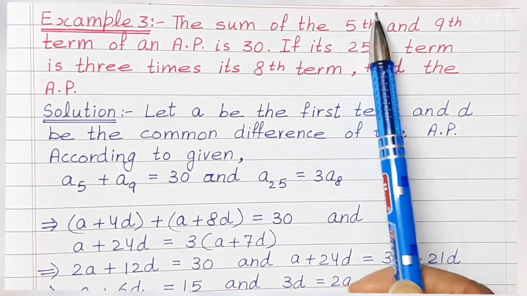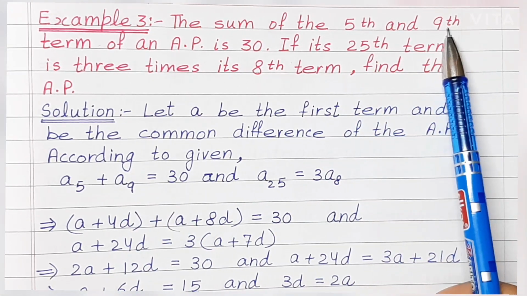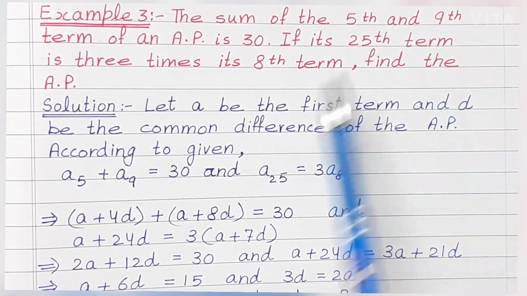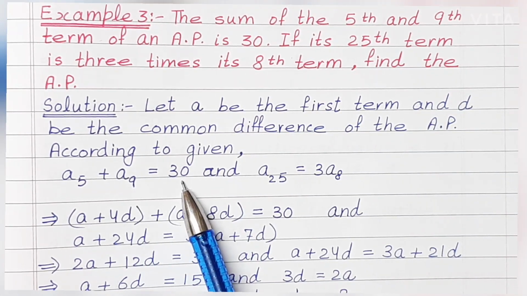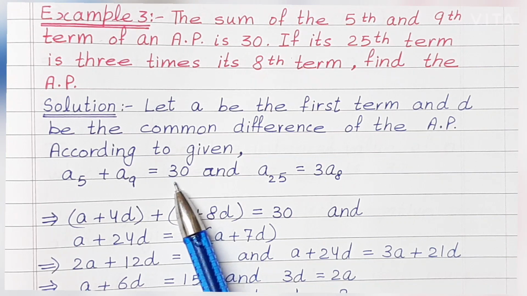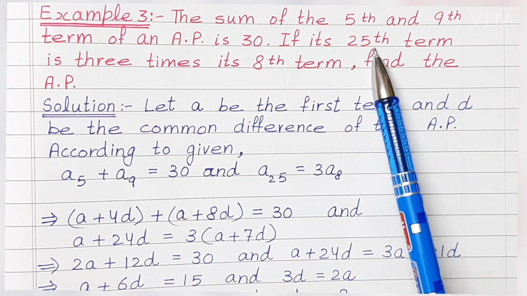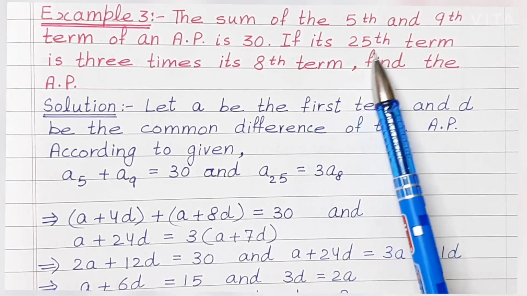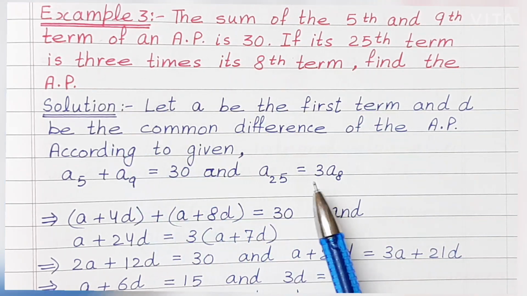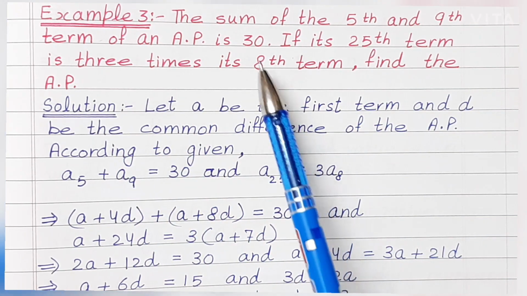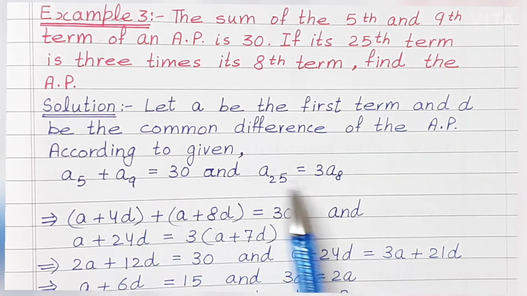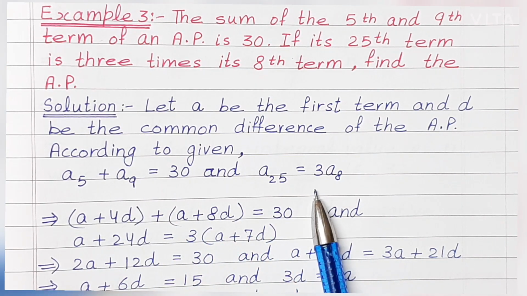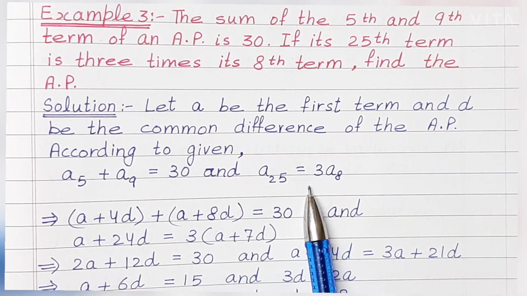So now let us see what is given to us. Here 5th term plus 9th term, that is A5 plus A9, is 30. Clear? And what else is given? 25th term is equal to 3 times the 8th term. So these are the two values which are given to us. Now let us solve them one by one.